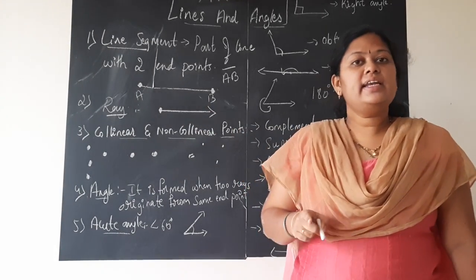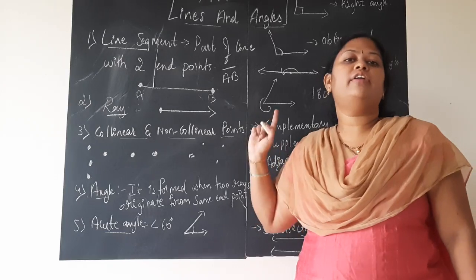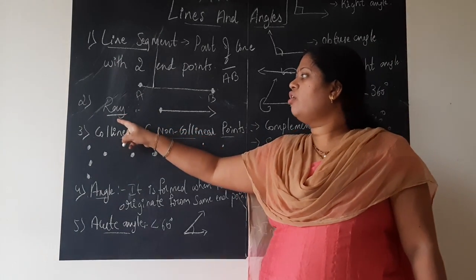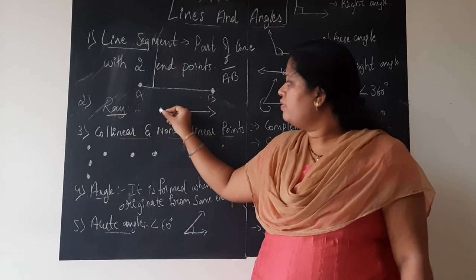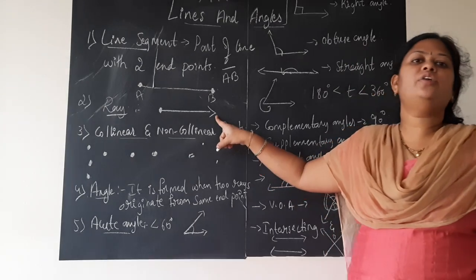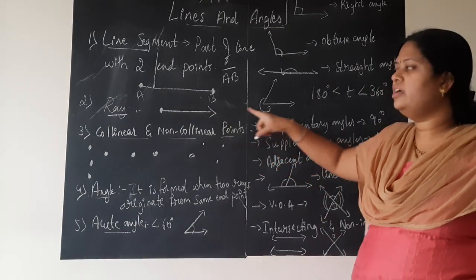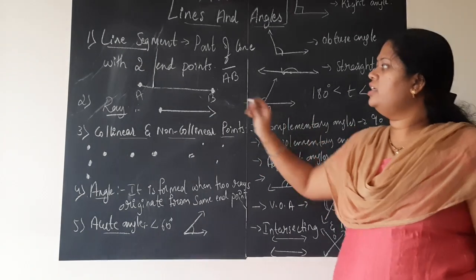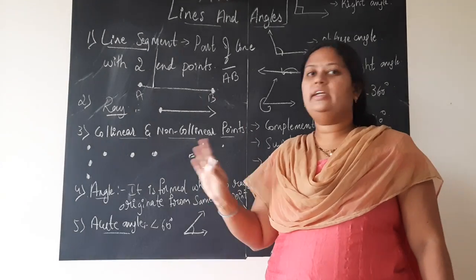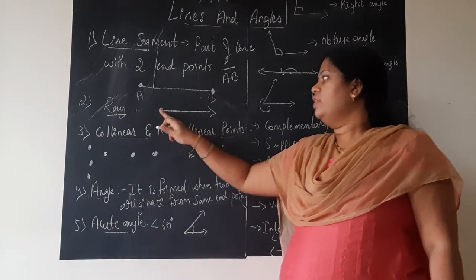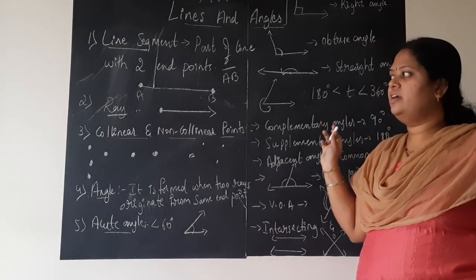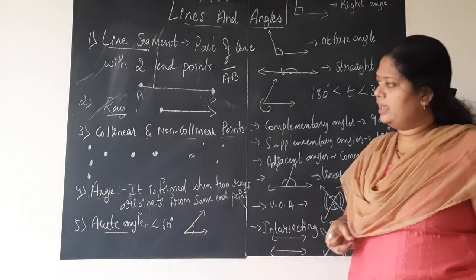If a line has only one end point and one arrow mark, then it is called a ray. Look here, you have only one end point and towards the other end you have an arrow mark, which means it is continuing. The line is continuous on one side, while at the end point it stops. This is the ray of a line.